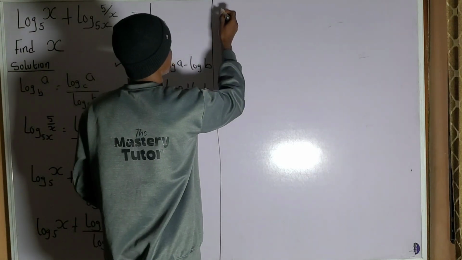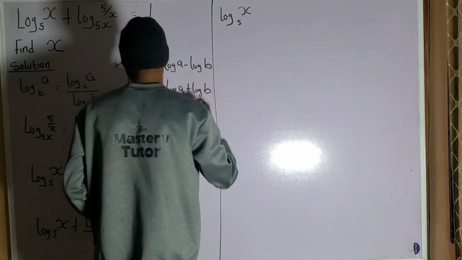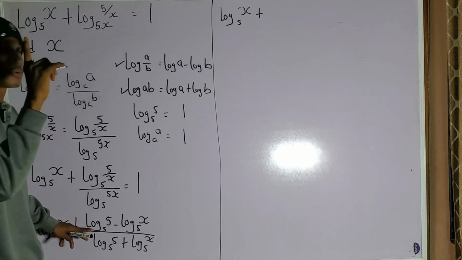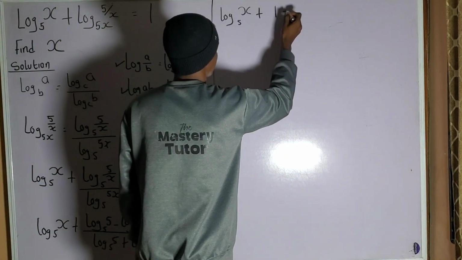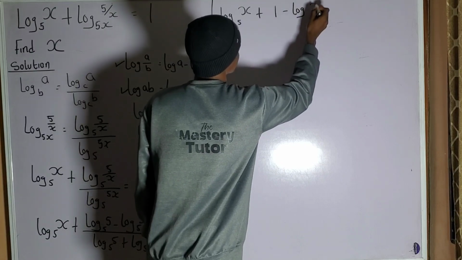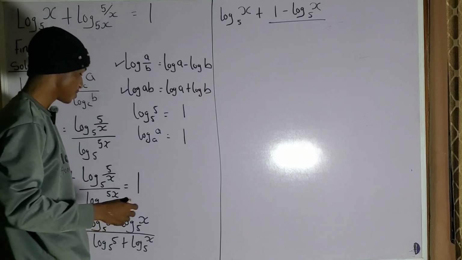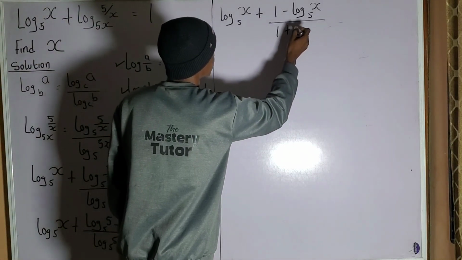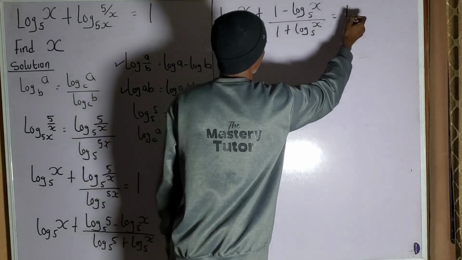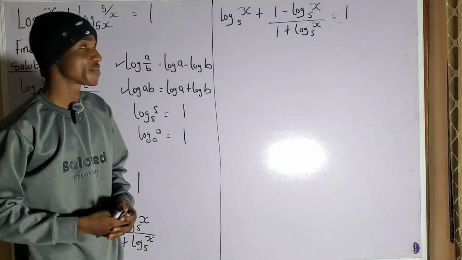I'm going to have log x base 5 plus, now listen to me carefully, log 5 base 5 will be 1. So I'm going to have 1 minus log x base 5. This over, now this one also will be 1. So I'm going to have 1 plus log x base 5. This will be equals to 1. Now don't forget our goal. Our goal is to find the value of x, okay?